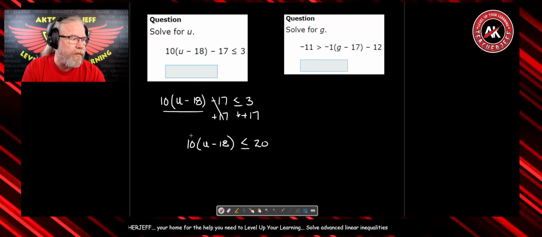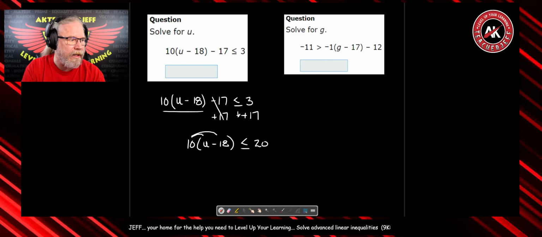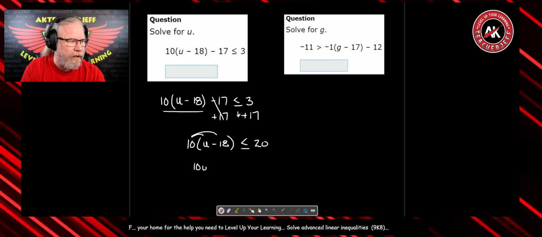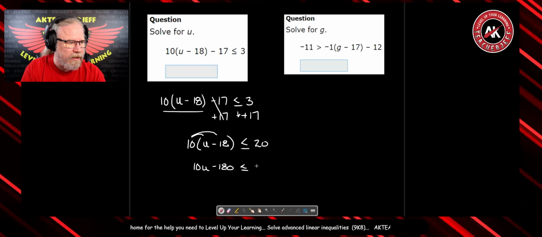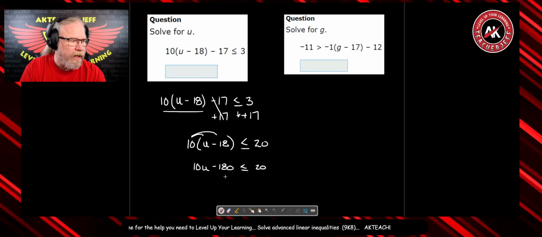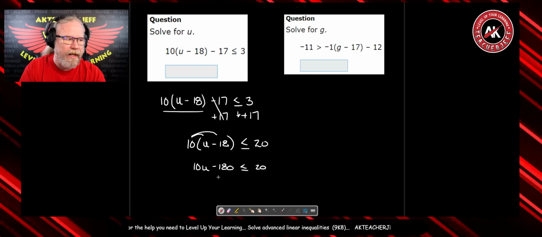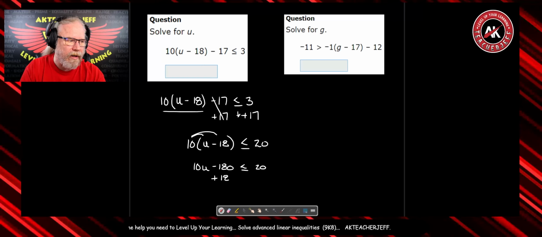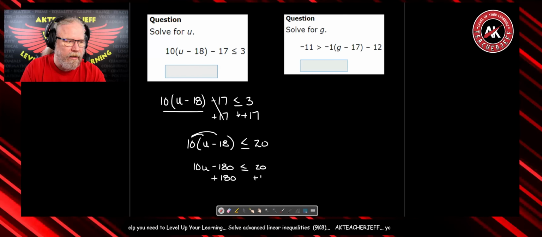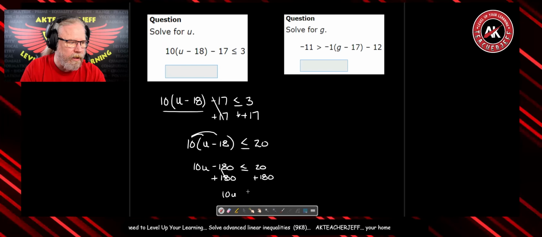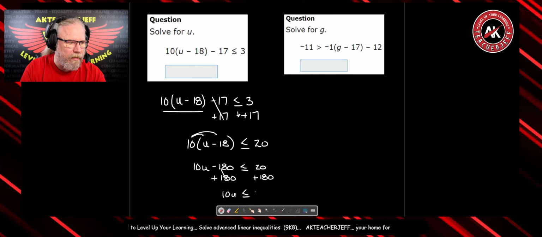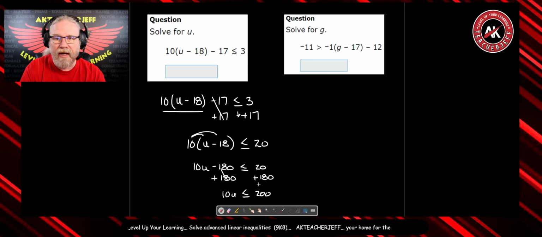The hard way would be to start distributing the 10 into here and end up with 10u minus 180, and then we'd have to bring down our symbol, and then we'd have our 20, and then I guess we'd add 180 to each side. And I guess actually that wouldn't be too bad, right? Add 180 to each side, plus 180, and these would cancel each other. We'd have 10u. And then this is going to be what, 200, and then we divide by 10 to get 20.